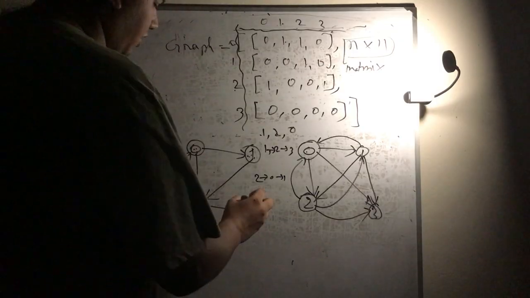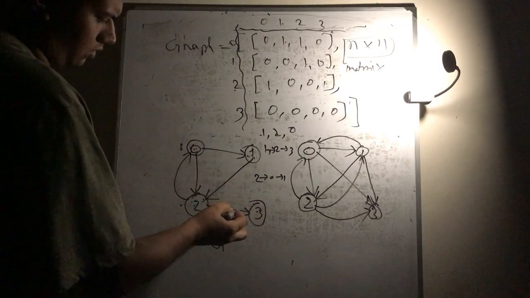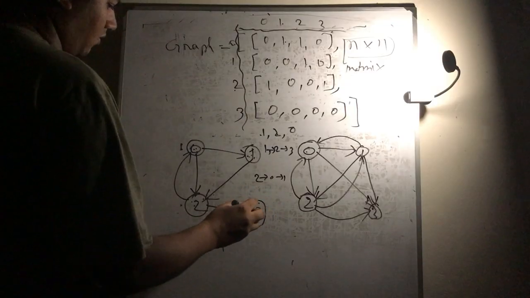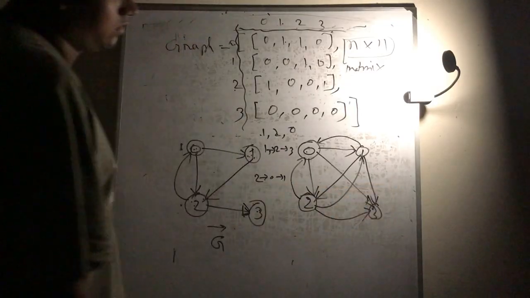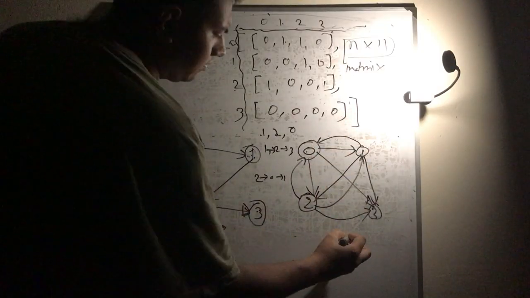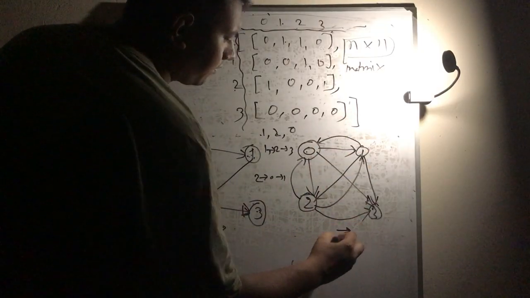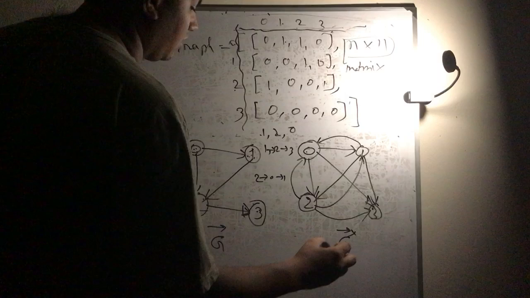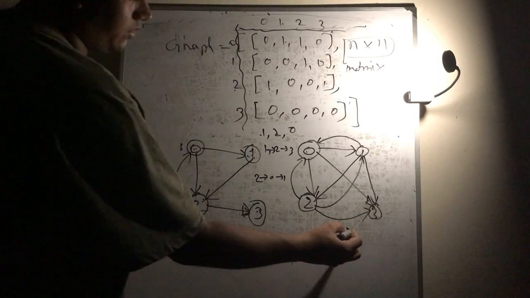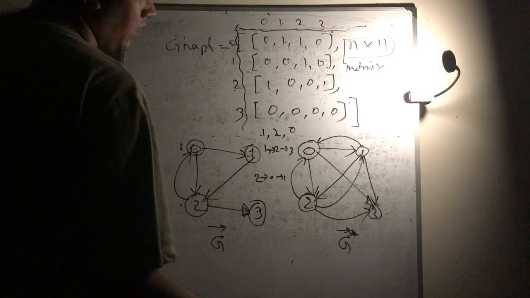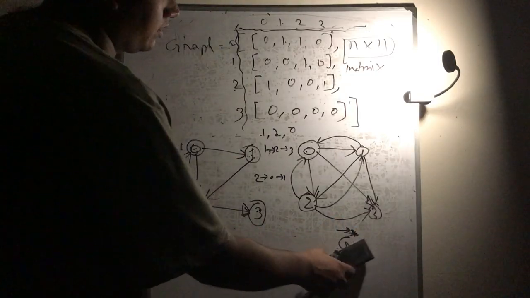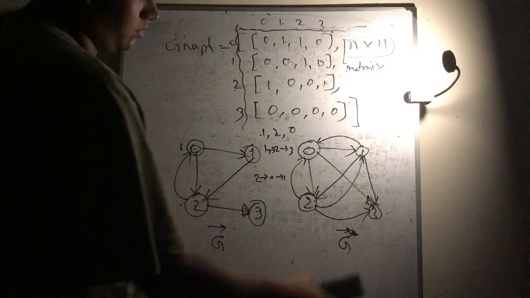Any path from 3 to 0? No, it's a directed path, we cannot reverse, so 3 has no outgoing edge. So this is our transitive closure of a directed graph G, and we use an asterisk sign to mean it is a transitive closure.